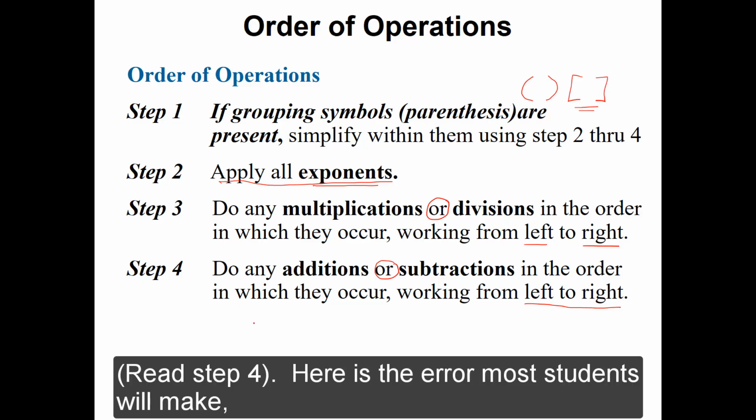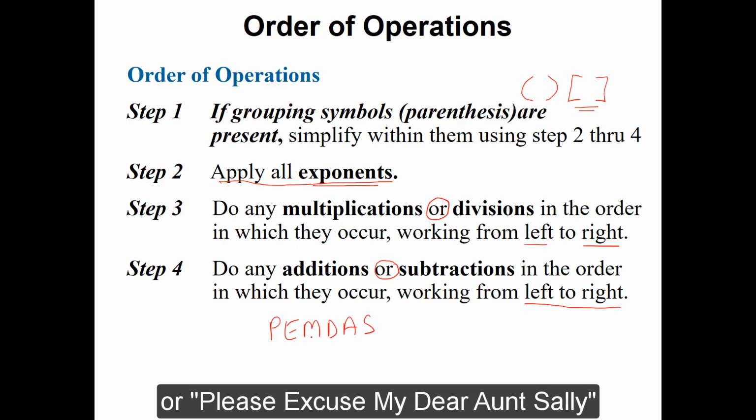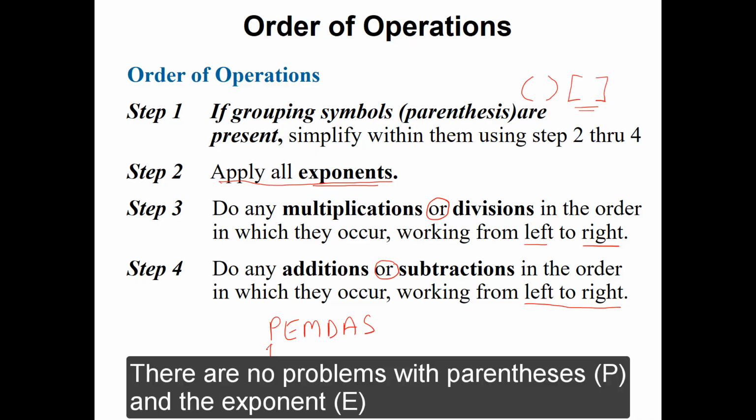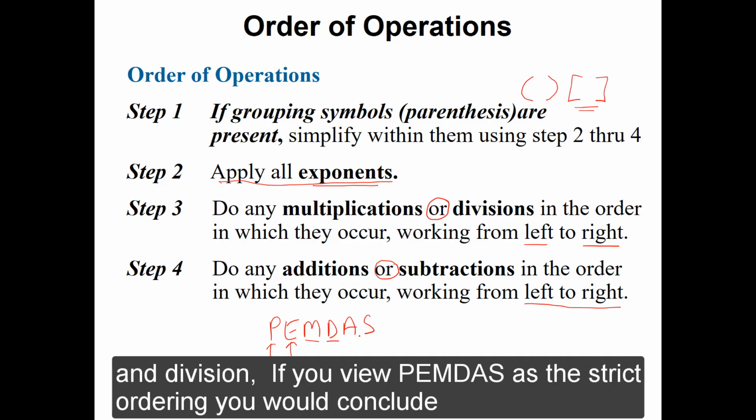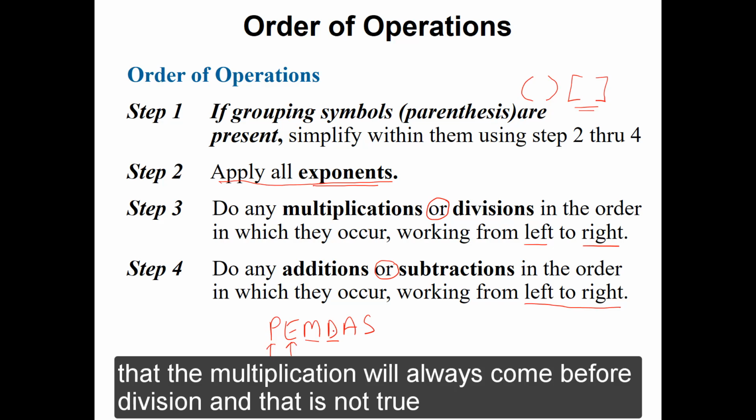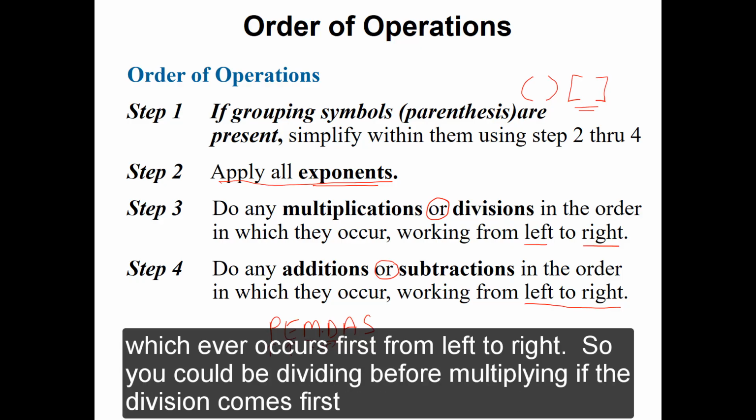Now here's the problem. Most students remember from high school this little acronym PEMDAS, or Please Excuse My Dear Aunt Sally. And so no problem, that's the parentheses, that's the exponent, and then they have multiplication and division. And if you view this as the strict ordering, you would come under the impression that the multiplication will always come before the division, and that is not true. It's multiplication or division, whichever occurs left to right. So you could be dividing before multiplying if the division comes first.